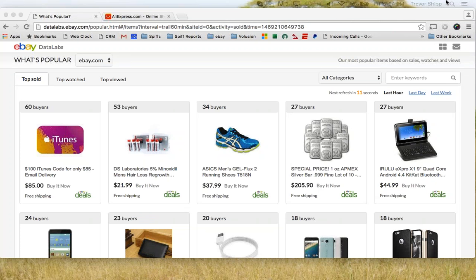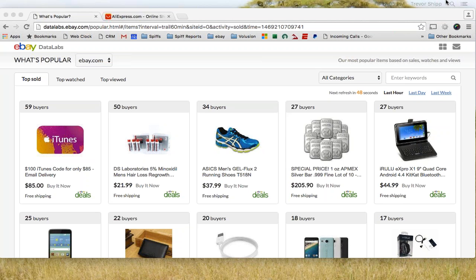So we're doing another training today on eBay's What's Popular tool, which I'm a big fan of, and I hope you are too. We only did a training about this a couple weeks ago, maybe, to help you understand how this software works, and it really works well. I want to talk more about it today, just to make sure everybody's really comfortable with it.